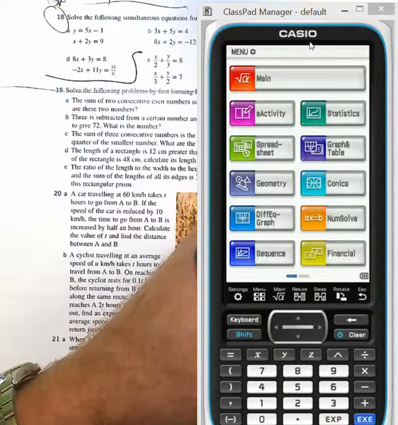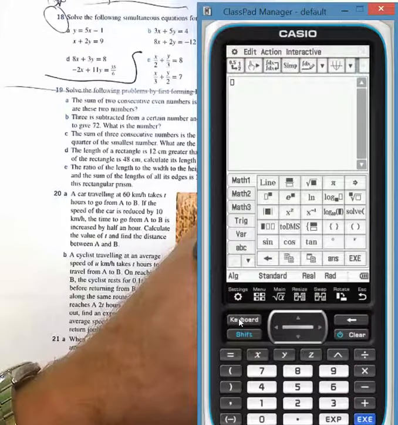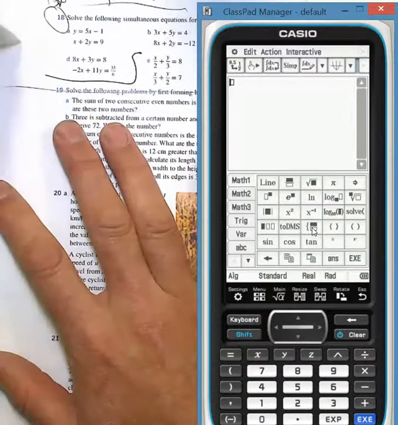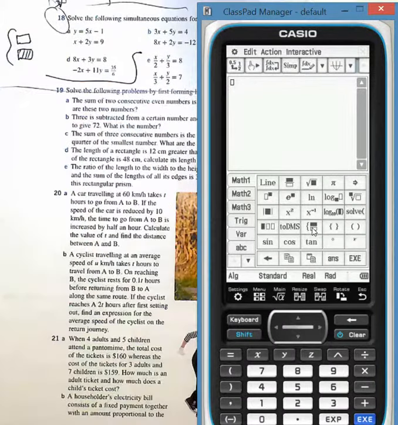Now, first thing we do, we go to the main screen and I bring up the keyboard. Now, on your keyboard, you'll notice a whole series of weird looking symbols. This one with the curly brackets and the two blocks, what we'll be using to put in our values or our coefficients of x and y. So that will bring up a little grid like so.